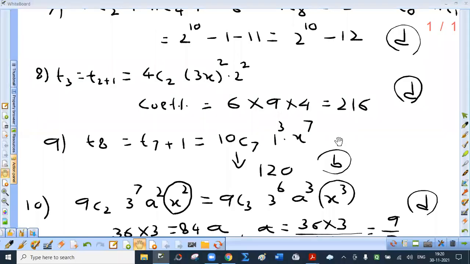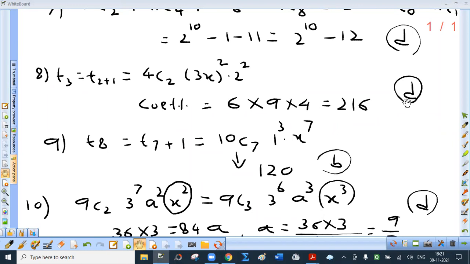Now sum number 8. In the expansion of (3x + 2)^4, the coefficient of the middle term. Index is 4, 5 terms, the third term is the middle term. So T3 is T(2+1). So 4C2, (3x)² 2², only the coefficient is asked. 4C2 which is 6, 3² is 9, 2² is 4, 216. Correct option is D, Delhi.